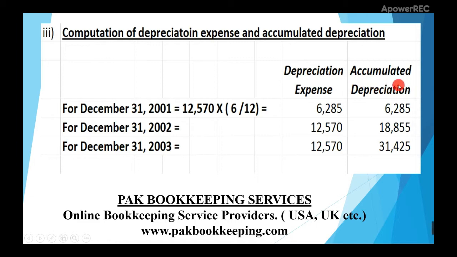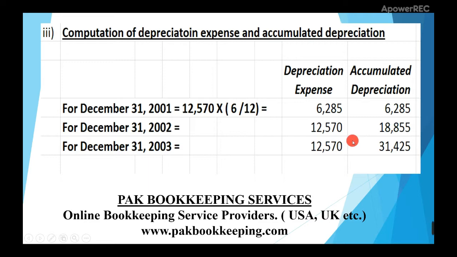Okay, let's solve our last requirement, which is computation of depreciation expense and accumulated depreciation. What is accumulated depreciation? If we add our previous years' depreciation expense amounts, it is called accumulated depreciation. For example, if we add both these depreciation expenses, 6,822.85 rupees and 12,570 rupees, the result will be 18,855. This is called accumulated depreciation.